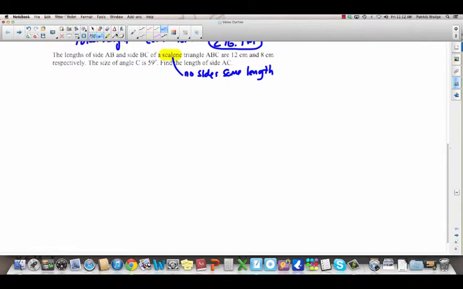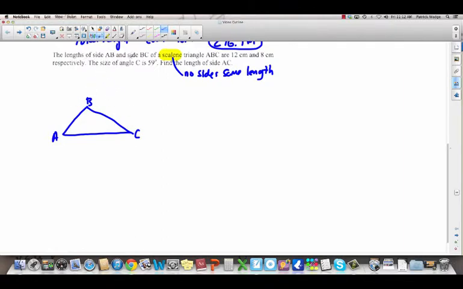So let's draw this triangle. Now, of course, we don't know exactly what it looks like, but doesn't matter. It's not a right triangle. Doesn't say it is anyway. It might turn out to be, but I don't think so. The lengths of side A, so it's triangle ABC. So let's just put ABC. Doesn't really matter how you label it. I'll just put it in this way.